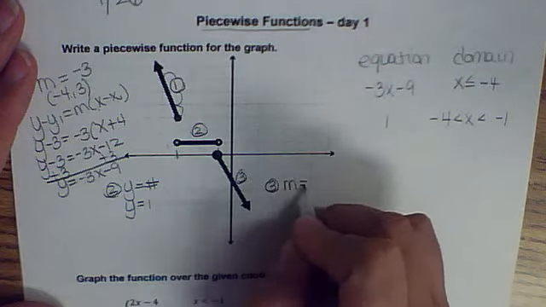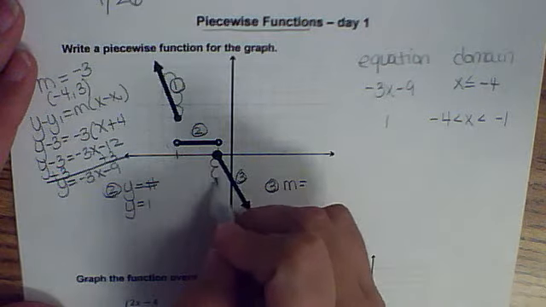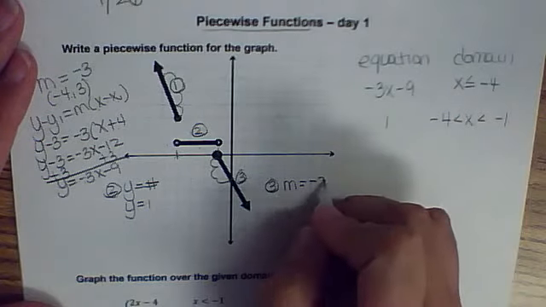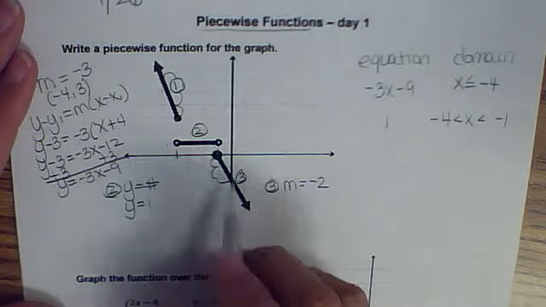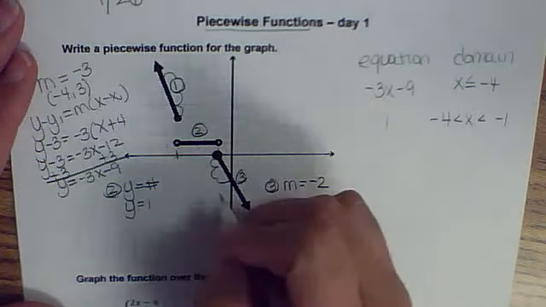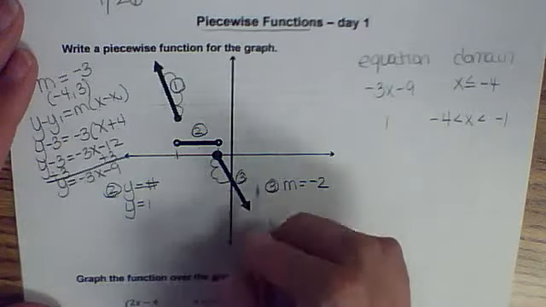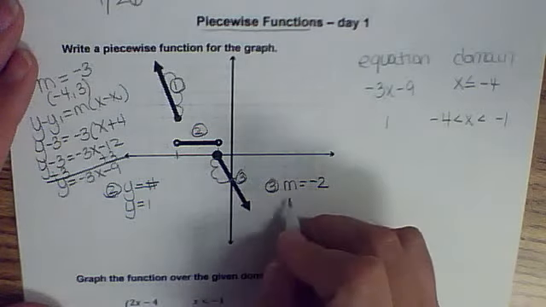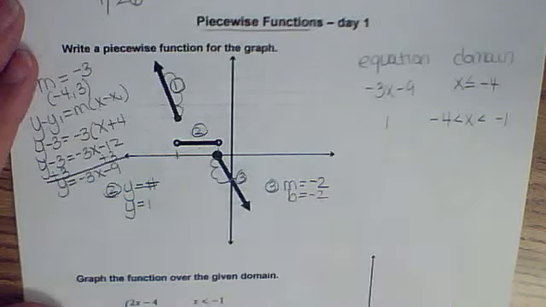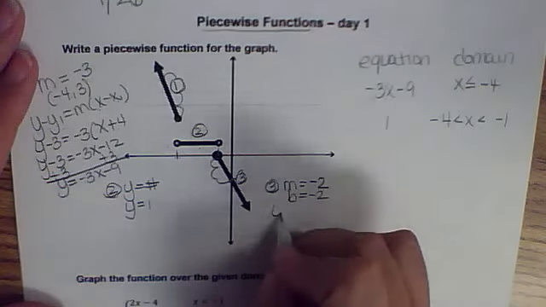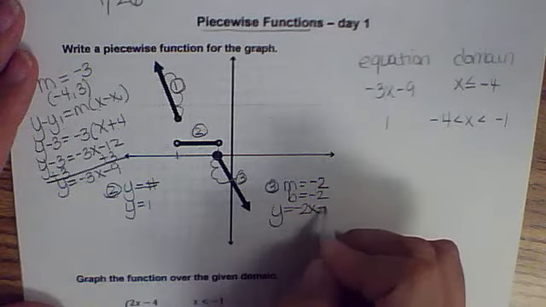again, I'm going to find my slope. My slope, I go down 2 and over 1, so that means it's -2. This time my line crosses the y-axis, so I don't have to use the y minus y1. I can find my b. It's right there. b is also -2. So that equation's y equals -2x minus 2.